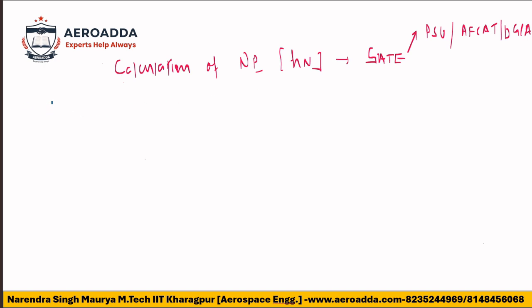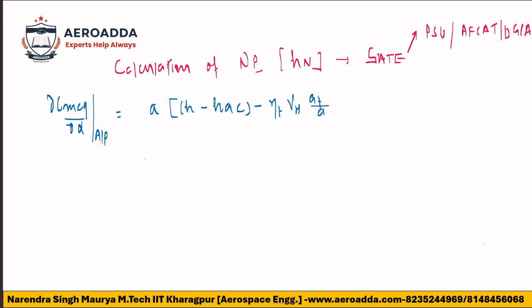How will you calculate? First you should calculate dCMCG by d alpha for the airplane. You have already written it for the airplane. What is the value? Check it, everybody. It is nothing but a, which I have given to you. Please check your notes. H minus HAC, minus eta t, ph, at by a. Correct. Now I want the neutral point.